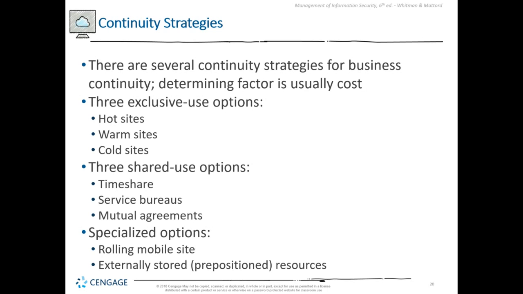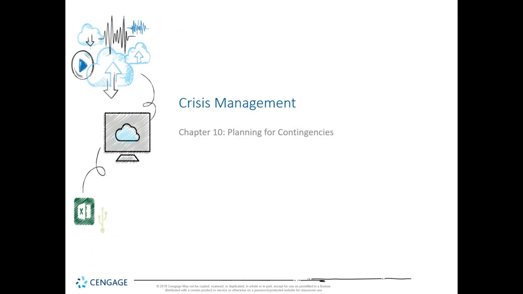Service bureaus provide services for a fee. These are usually going to be under a contractual agreement. And then mutual agreements. They're typically a contract between two organizations, in which the organizations agree to assist each other in the event of a disaster. And then you can also have specialized options such as a rolling mobile site or externally stored resources that are pre-positioned.